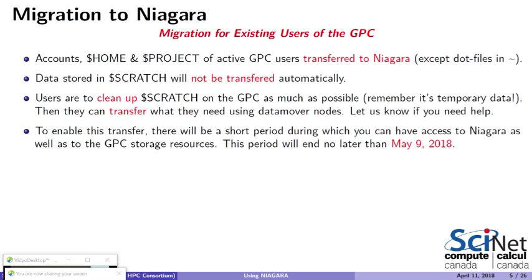There'll be a short period in which you will have access to the GPC Scratch as well as to Niagara, and you should clean up your Scratch, throw away what you don't need. If you have 200 terabytes in there, copying it will take some time. You might just not want to wait for that and just prune it until you have that 1 terabyte to transfer. So clean it up, and then you can transfer it. And we can help you with that, but we have some dedicated data mover nodes that are good spots for doing that, and that'll show in a little while.